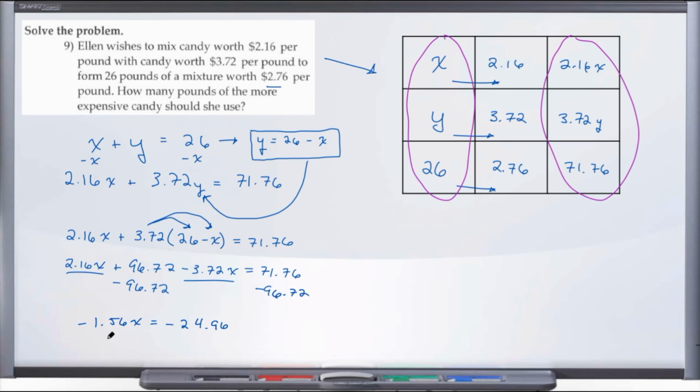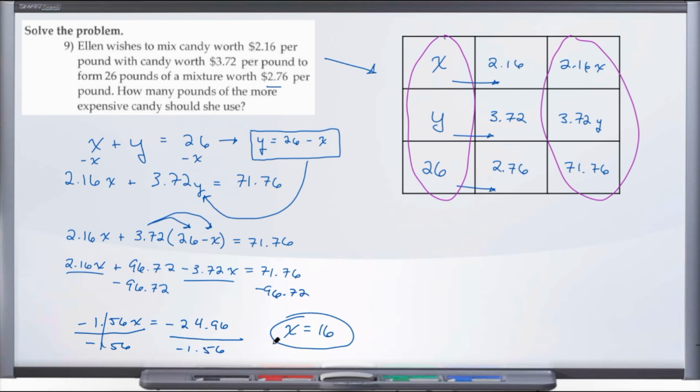And if we want to solve for this x, let's go ahead and divide by negative 1.56. You might be able to hear that loud thunder outside. It's getting ready to storm. All right, and so when we do this division here, we get x equals 16.